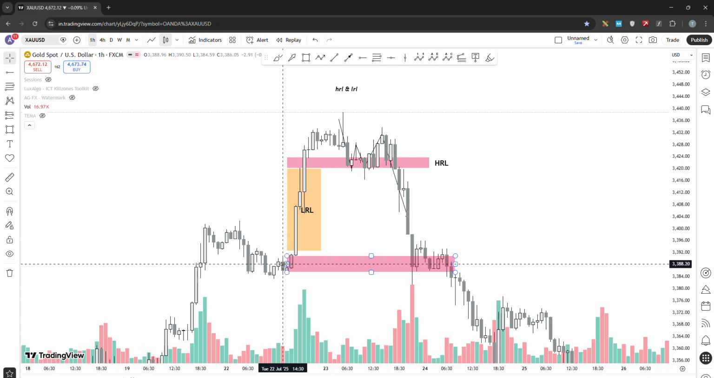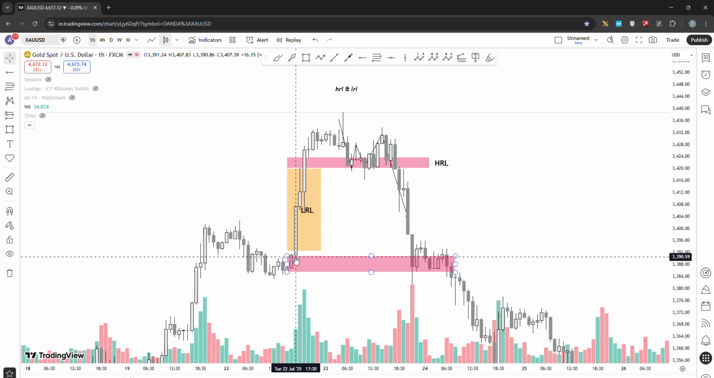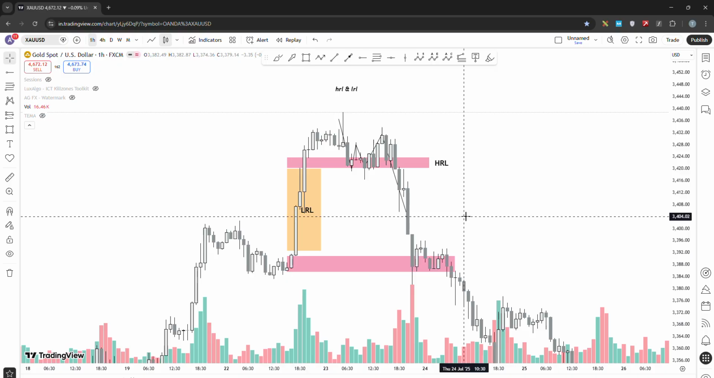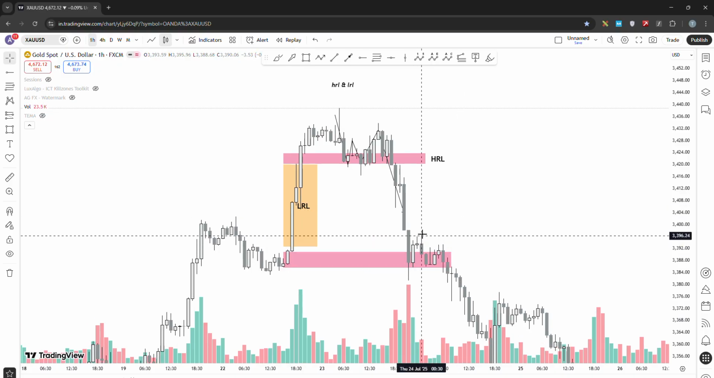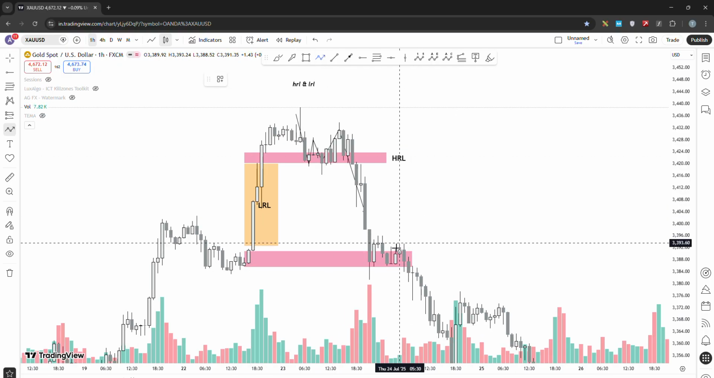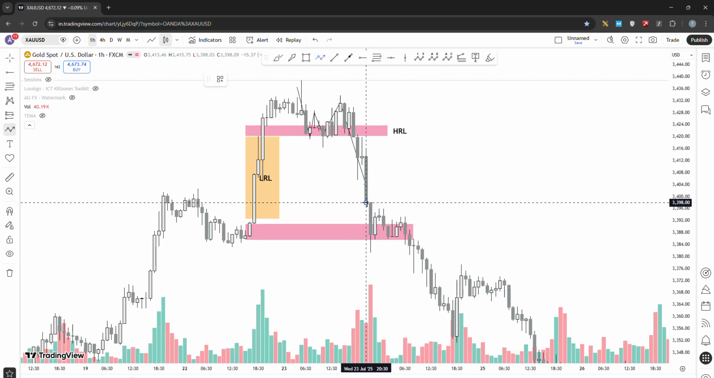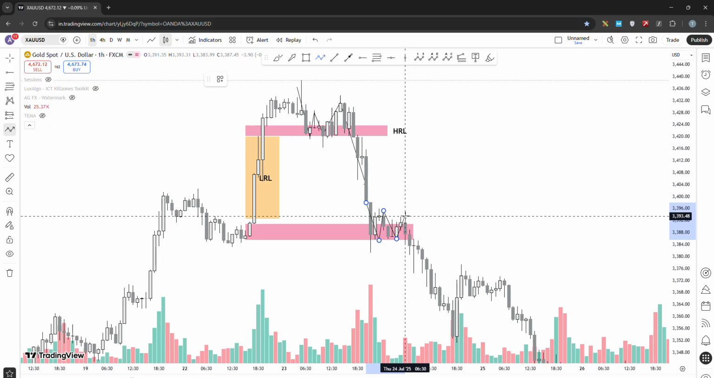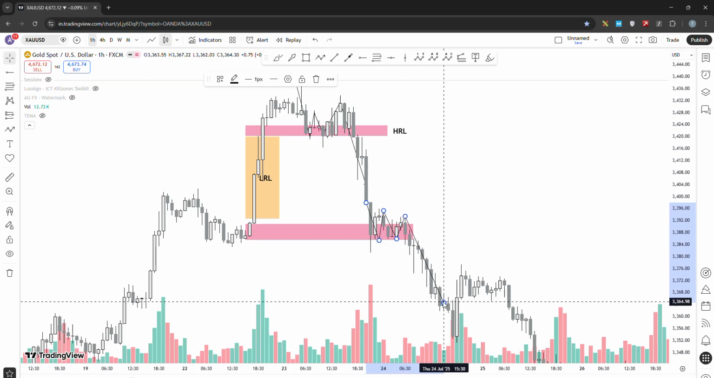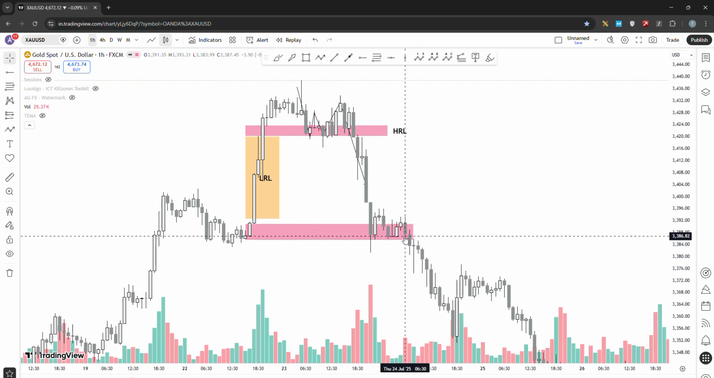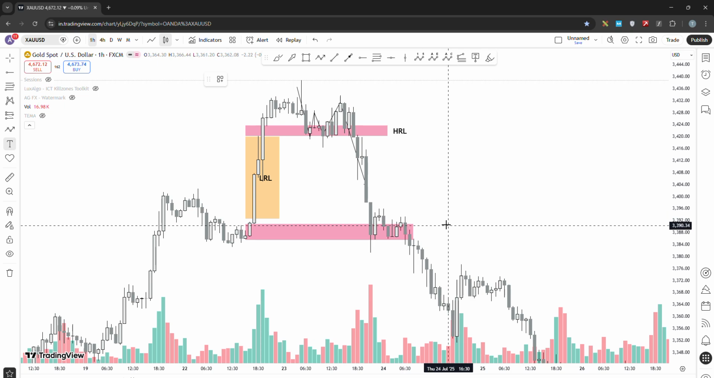But once again, when the market came and tapped into our final fair value gap, the last fair value gap, there was a reaction. And yes, the market could not push higher from here, but it did stop here and react from the zone before it dropped to the downside. So this is also high resistance liquidity.